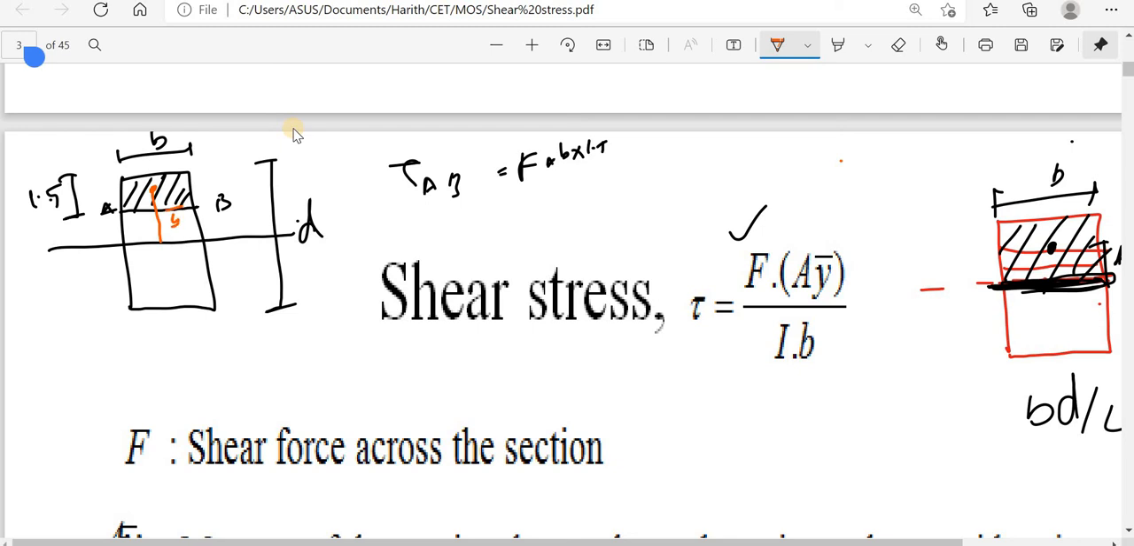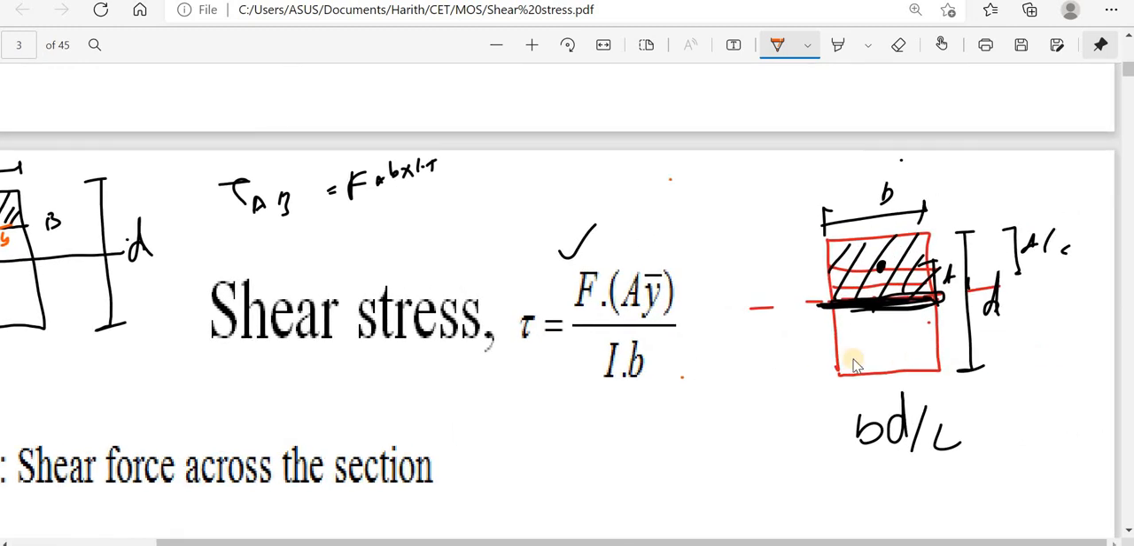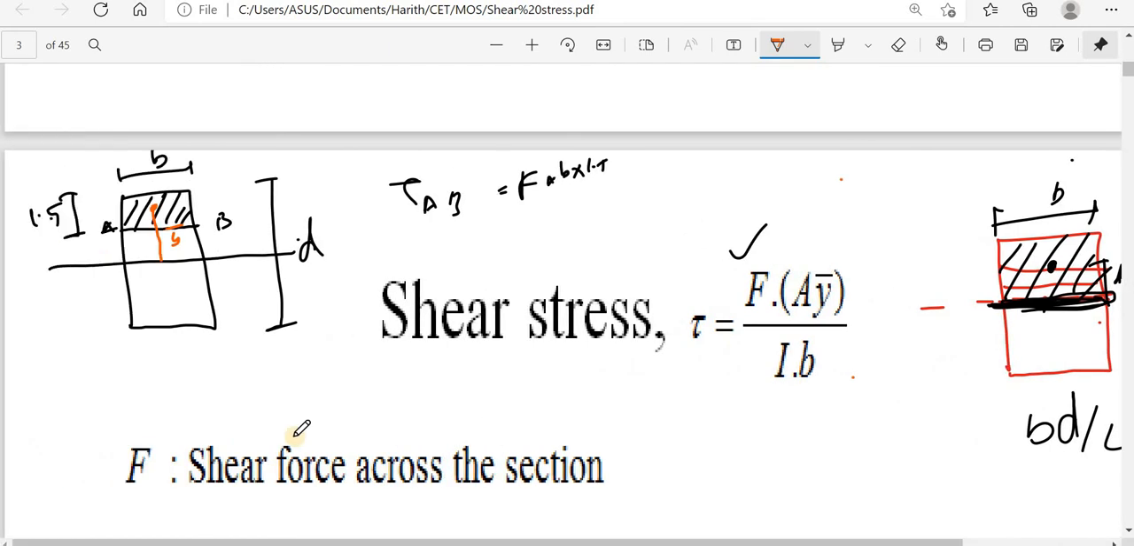So here the value of the y bar is directly d by 2 only. But what will be the y bar here? This total is d by 2, and this is 1.5, so half of 1.5 is 0.75. So this will be at a distance of 0.75. So what will be y bar? It will be d by 2 minus 0.75. This distance will be y bar. For any portion, the area above it should be considered. That is A into y bar.